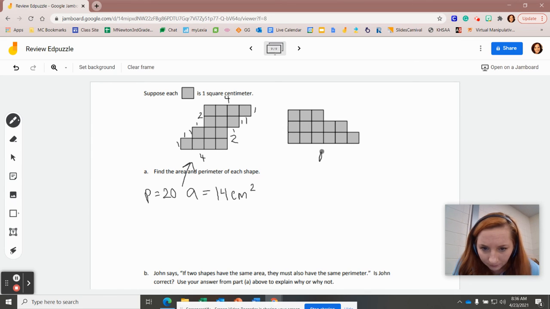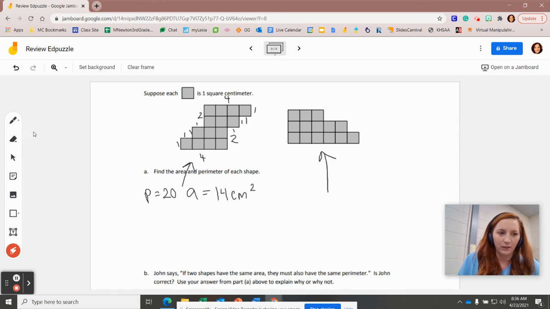Okay, now this shape, we're just going to count the edges. Okay, so the border is the perimeter. So we have 1, 2, 3, 4, 5, 6, 7, 8, 9, 10, 11, 12, 13, 14, 15, 16, 17, and 18. So let's double check that.